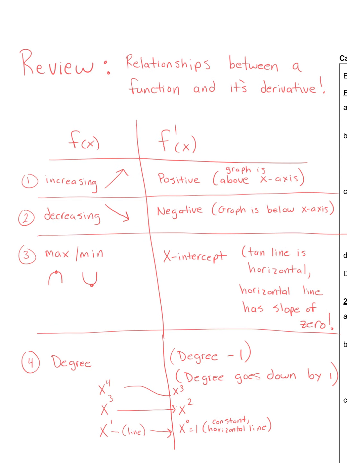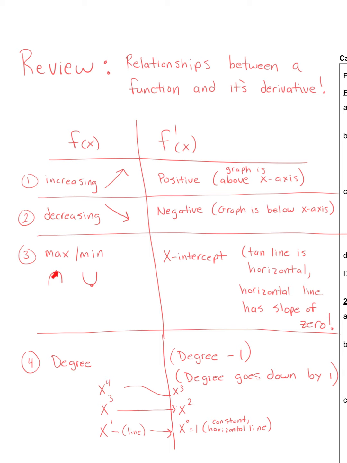So we're just going to go through it. Remember, if a function is increasing, that means it's going up from left to right, its derivative will be positive there. The graph will be above the x-axis. And vice versa, if a function is decreasing, going down from left to right, its derivative will be negative there. That means its graph will be below the x-axis.